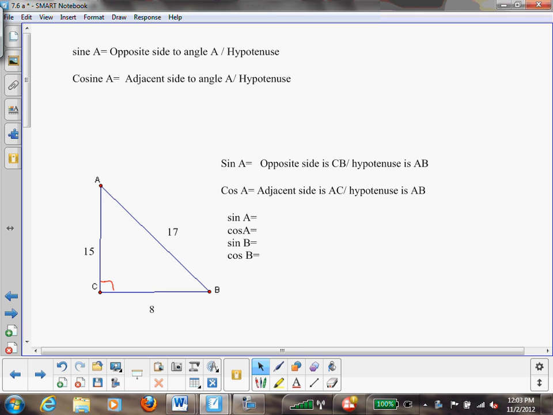So get out your note cards, because you're going to want to add these last two trig things to your note cards. Okay, ready?